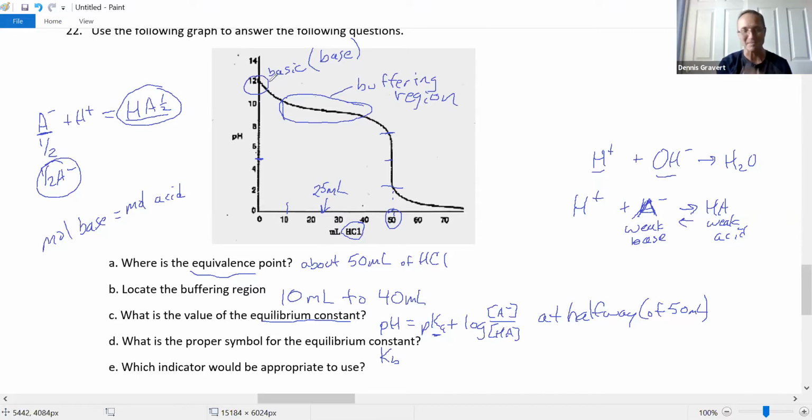So just repeat it, make sure it's clear. At the start of titration, it's 100% base. At the end of titration, it's 100% conjugate acid. Halfway, it's going to be a 50-50 mixture, equal quantities. So whatever this is, the bottom's the same. This ratio goes to 1, and the log of 1 is equal to 0. And the pH equals the pKa.